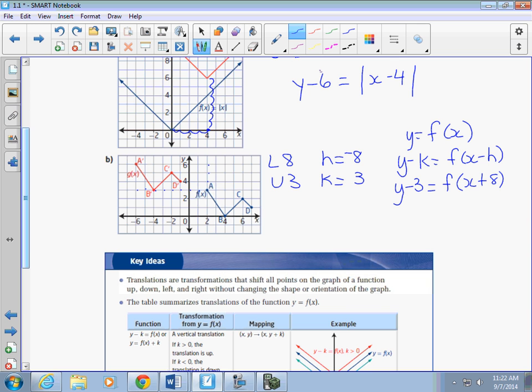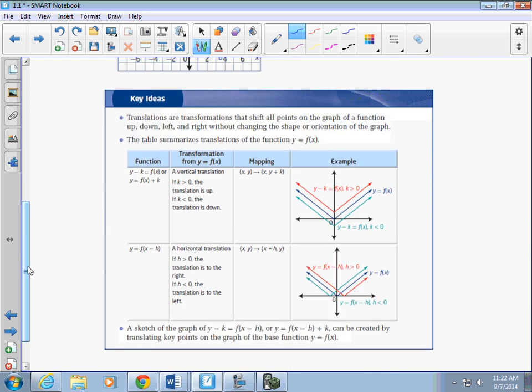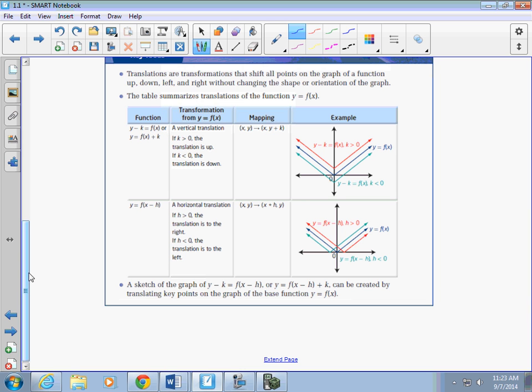Okay, so just the key ideas, and I usually throw these in here just as a quick review or wrap up. So vertical translation, if k is greater than 0, then you're going to go up. If k is less than 0, then you're going to go down. And when you're doing the mapping or the calculation of the new coordinates, the k is added or subtracted to the y value. If you're looking for horizontal translation, if h is greater than 0, so a positive value, you're going to go right. And if it's negative, you're going to go left.